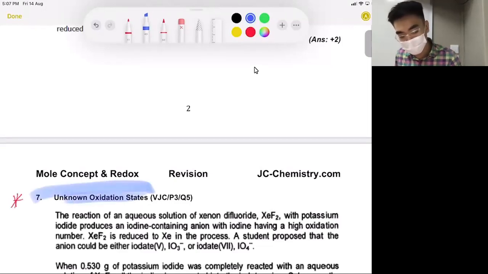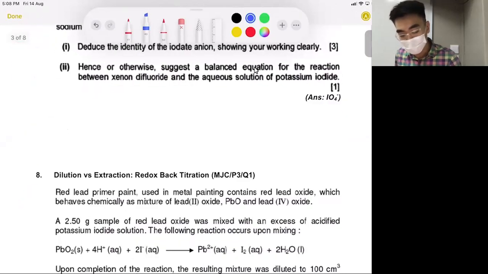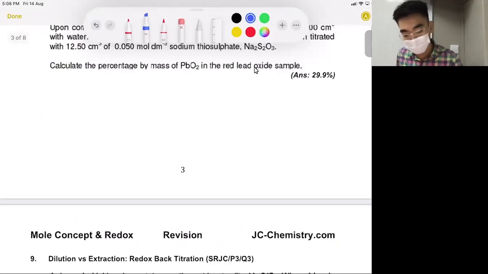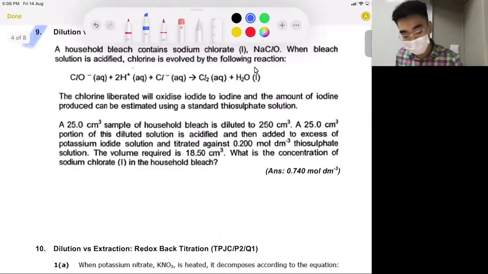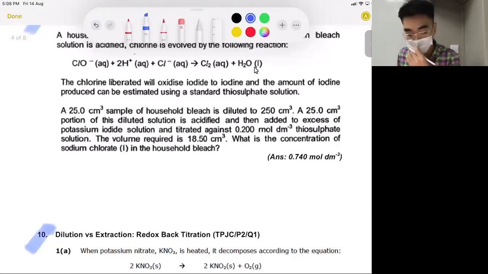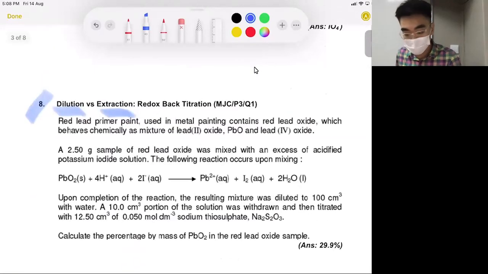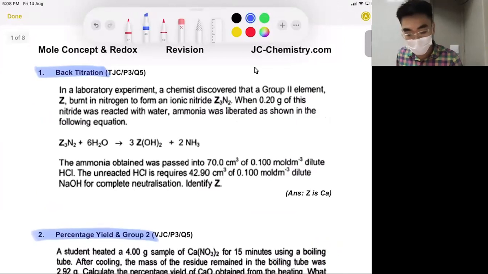And the last 3 are the standard ones that you might expect in your practical. So redox back titration, dilution versus extraction, question 8, 9, and 10. So let's try our best to practice that, because mainly your calculations, you have to do on the spot. Okay, let's look at question 1.